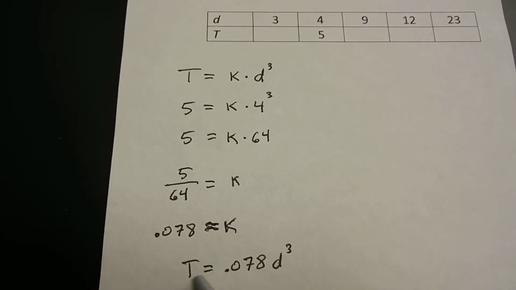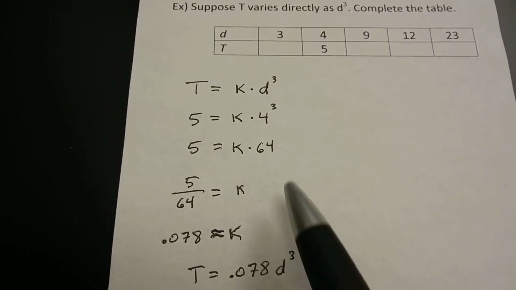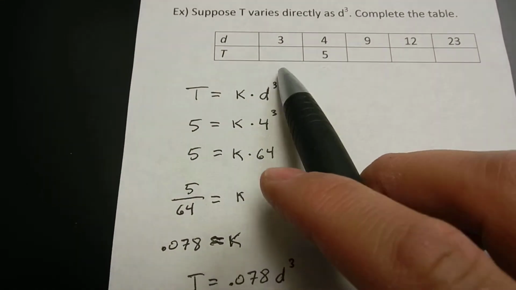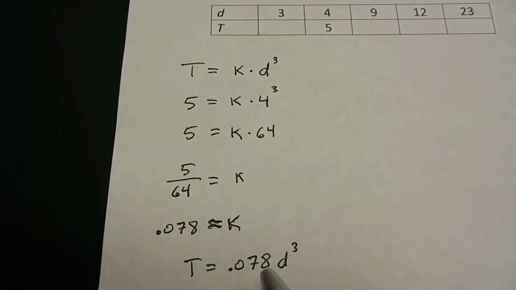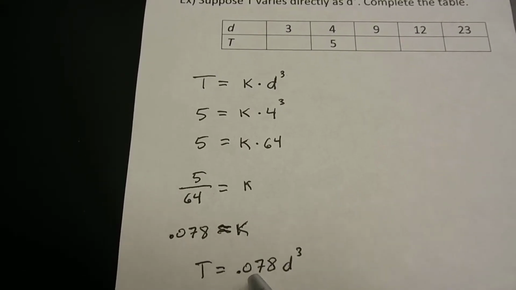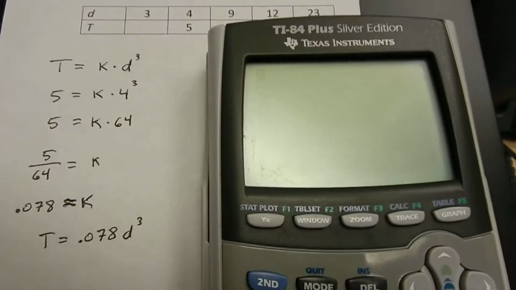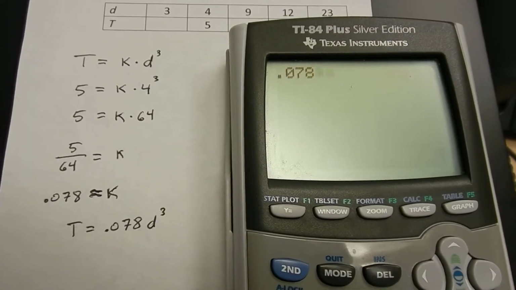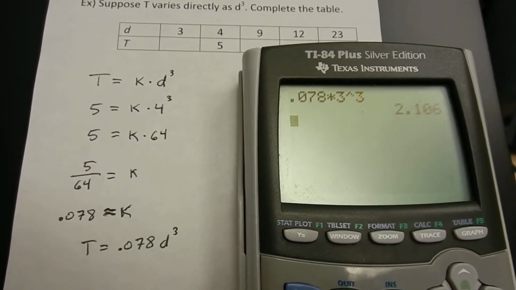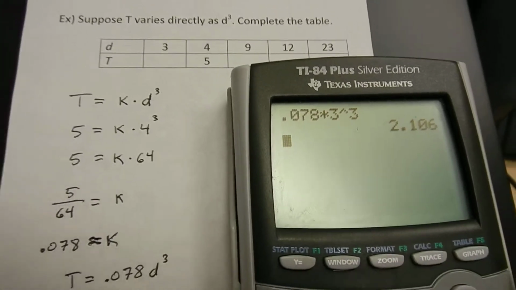So the idea now is to use this direct variation function that models this information to find those values. So the idea is to plug in 3 for d, cube it, then multiply by that to get a t value. So let's do that on our home screen here. 0.07 times 3 raised to the 3rd power. 2.106 is what goes in there.